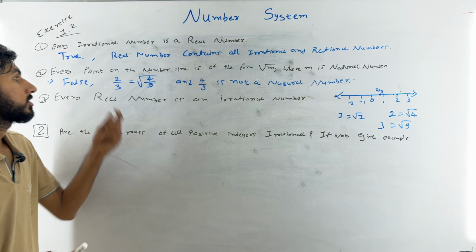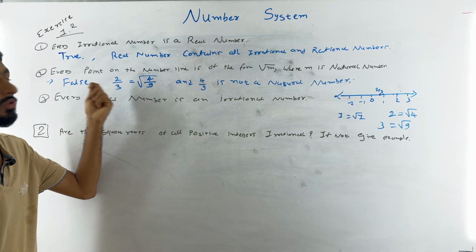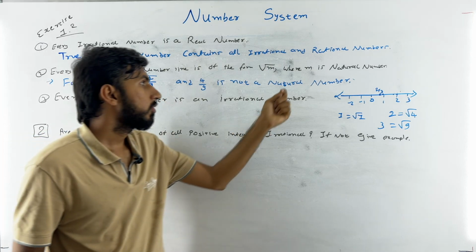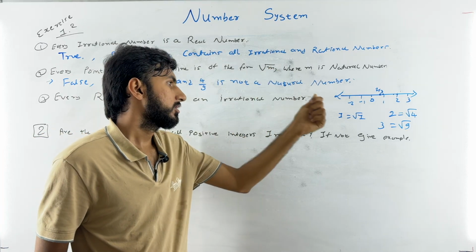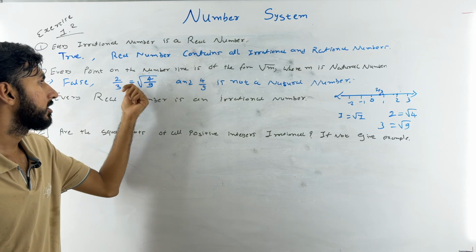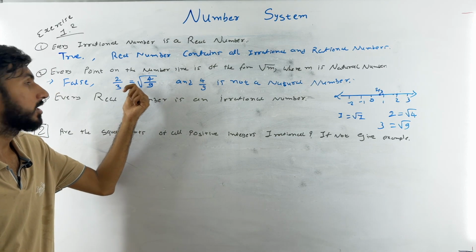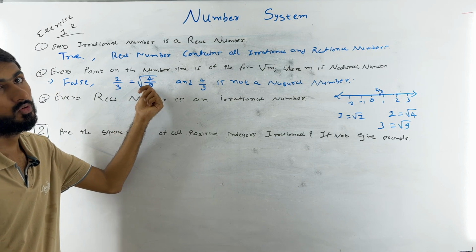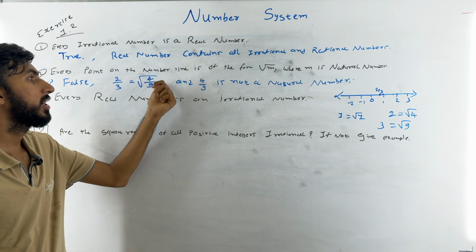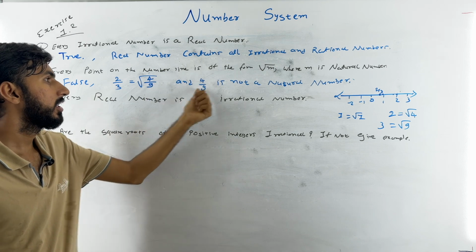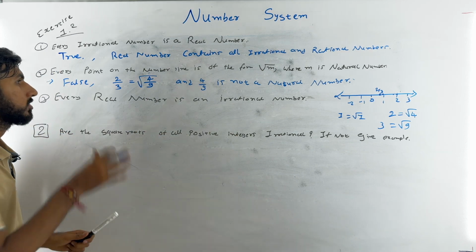right? The statement says that for every point I can write in the form of root m, where m is a natural number. But for the 2 by 3, if I try to write 2 by 3 in the form of square root, I get 4 by 9 under the square root, right? And 4 by 9 is not a natural number. So the statement is false.